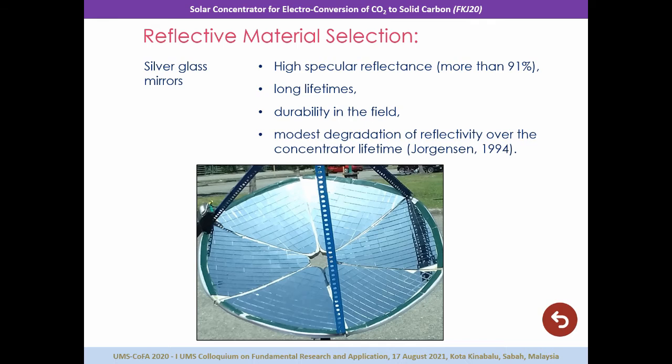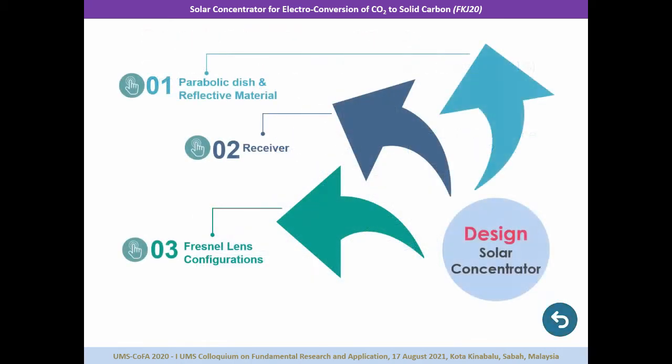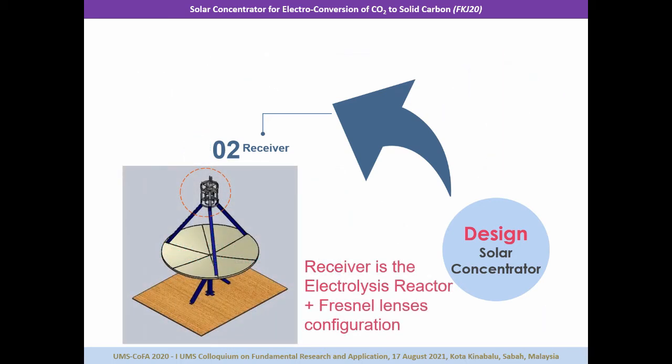As for the reflective materials, we select a silver glass mirror due to its high reflective performance, which is more than 91%. The second part of the solar concentrator is the receiver. The receiver is placed on the focal points of the parabolic dish.